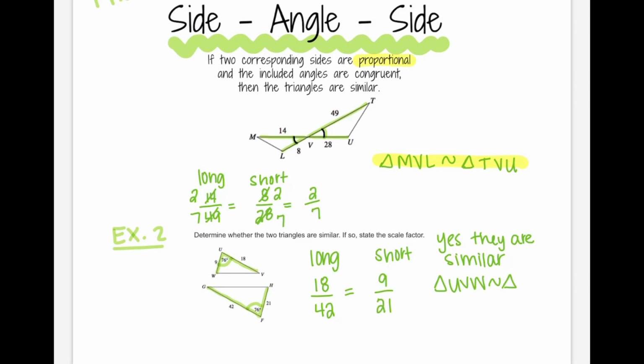Okay, so triangle UVW is similar to triangle... Now this is important. We've got to make sure that we get the letters in the correct order. So U corresponds with F, V corresponds to G, and W corresponds to H. So yes, they are similar.